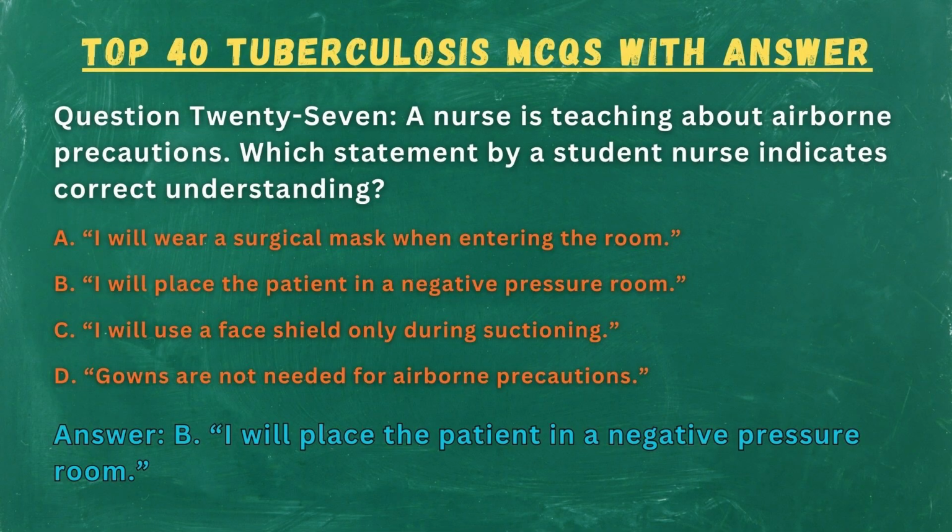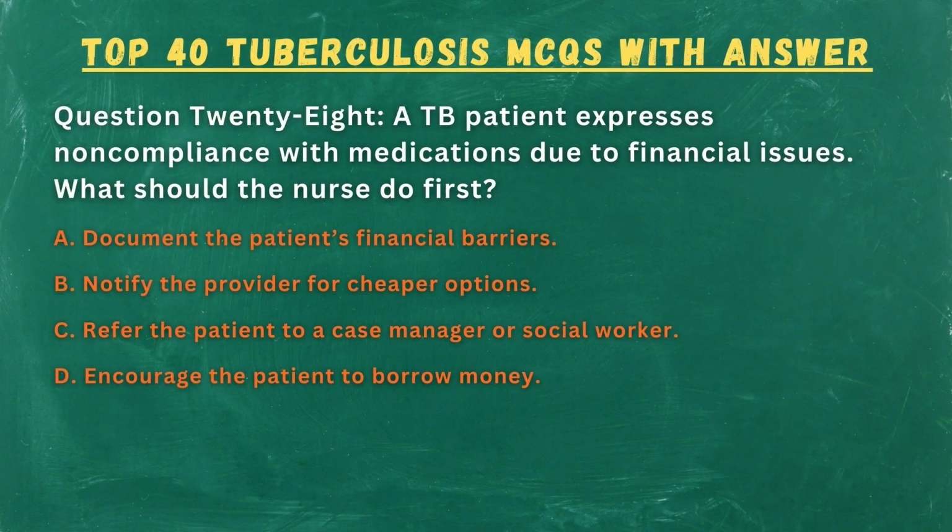Answer: B. I will place the patient in a negative pressure room. Question 28. A TB patient expresses noncompliance with medications due to financial issues. What should the nurse do first?